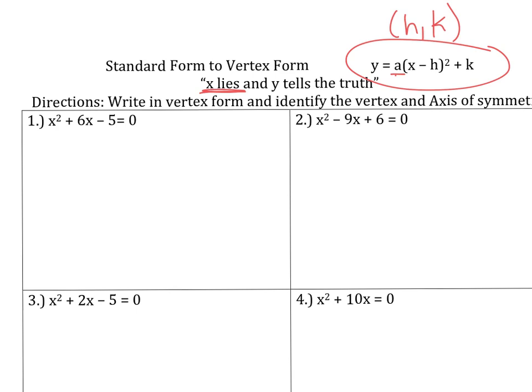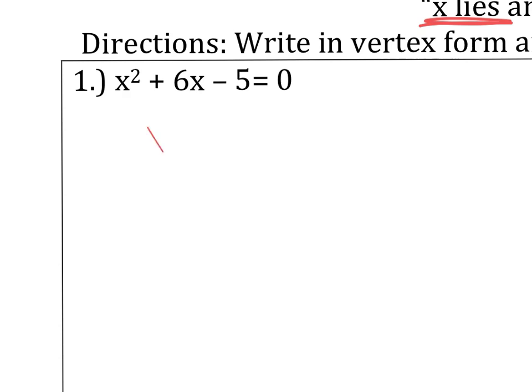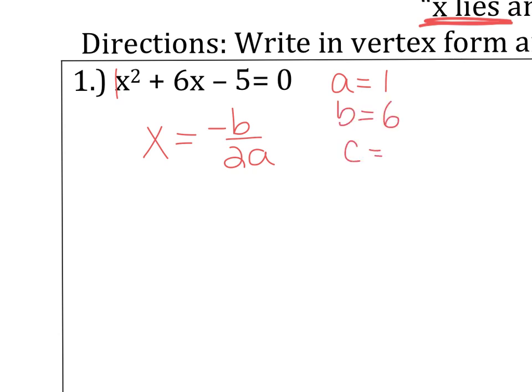So what I'm going to teach you to do is to write this in vertex form. You're going to find the axis of symmetry and the vertex, and we're just going to plug them in. So the first thing you're going to do here is negative b over 2a, because that's how you find the axis of symmetry. So a is 1, because there's a 1 in front of x squared. B is 6, and C is negative 5. So I'm going to plug what I need in. Negative 6 divided by 2 times 1. This is going to give me negative 3.